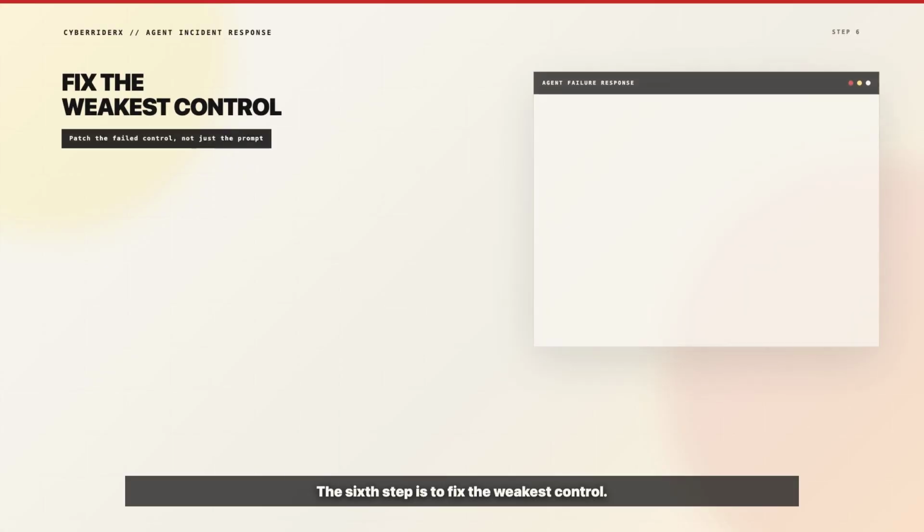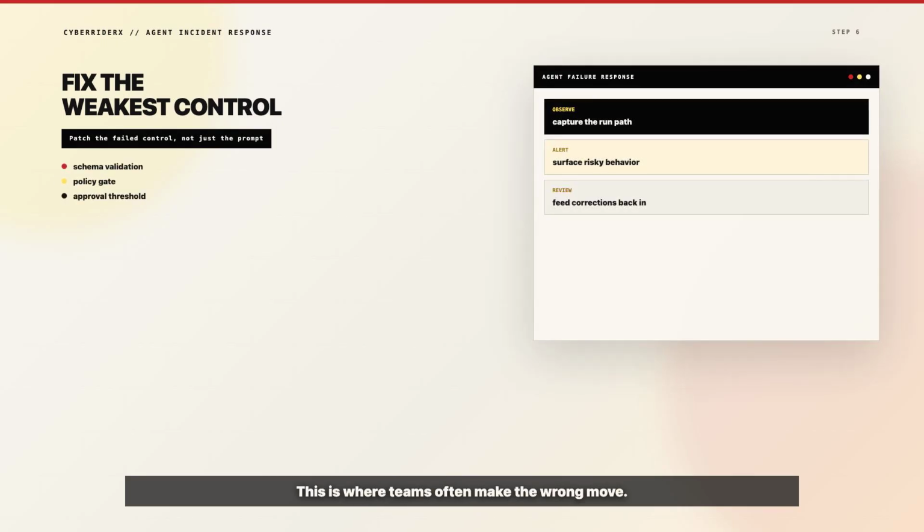The sixth step is to fix the weakest control. This is where teams often make the wrong move. They rewrite the prompt and call the incident resolved. But prompt edits are only one possible fix. You may need a required tool called check. You may need schema validation. You may need a policy gate outside the model. You may need approval thresholds. You may need better missing data behavior. You may need tighter permissions. You may need a test that prevents the same failure from coming back. For agents, the strongest fixes usually live around the model, not inside the model.